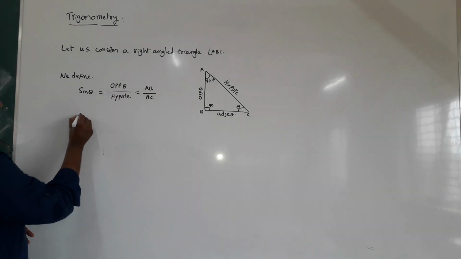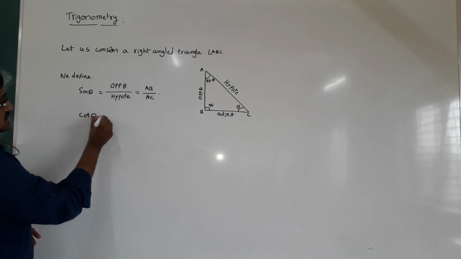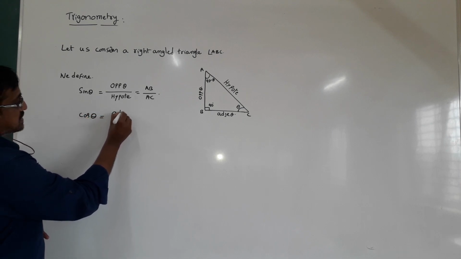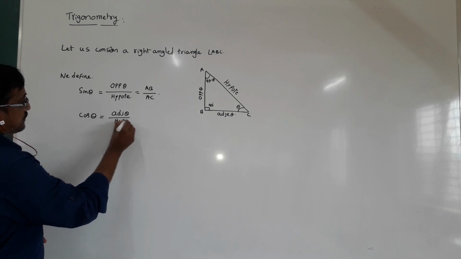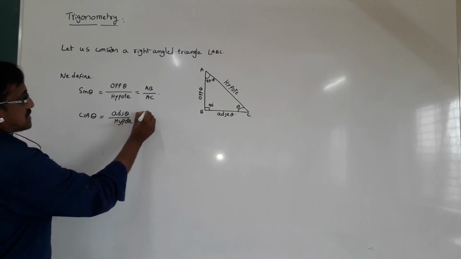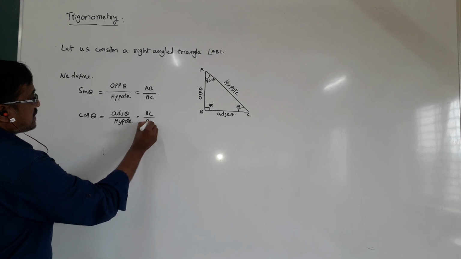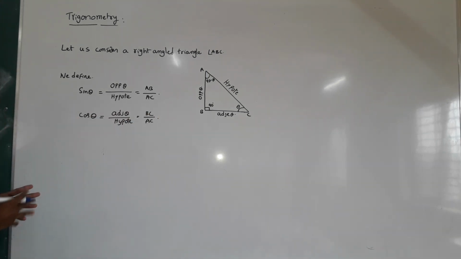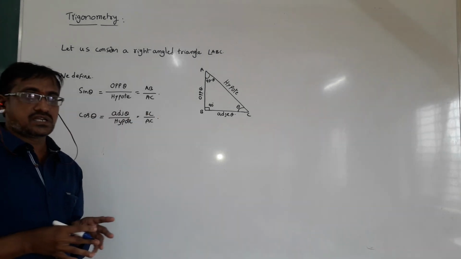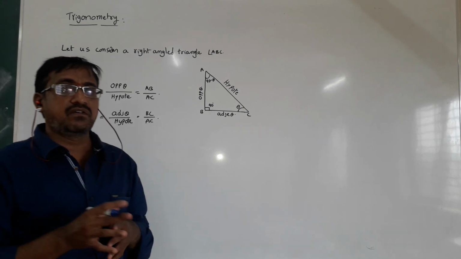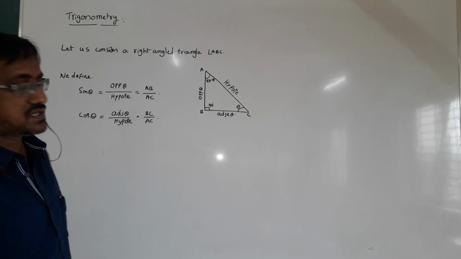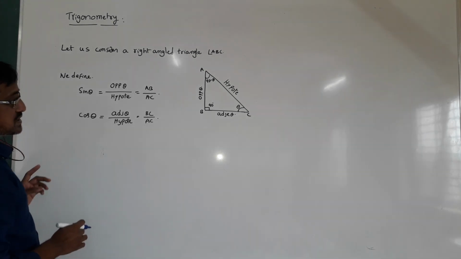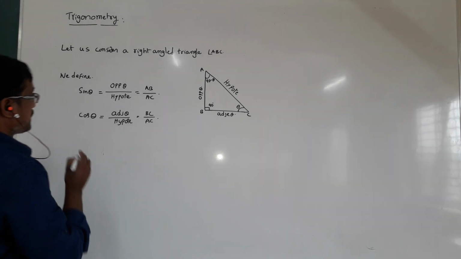And we define cos theta as the adjacent side to theta by hypotenuse. That is BC by AC. Remember that cos theta is referred to as the cosine function. It is the co-function of the sine function.